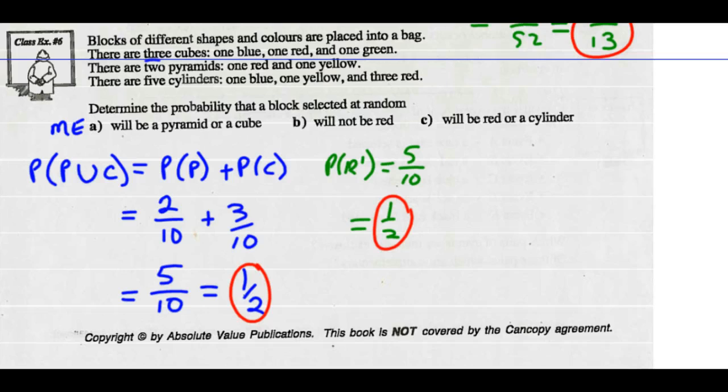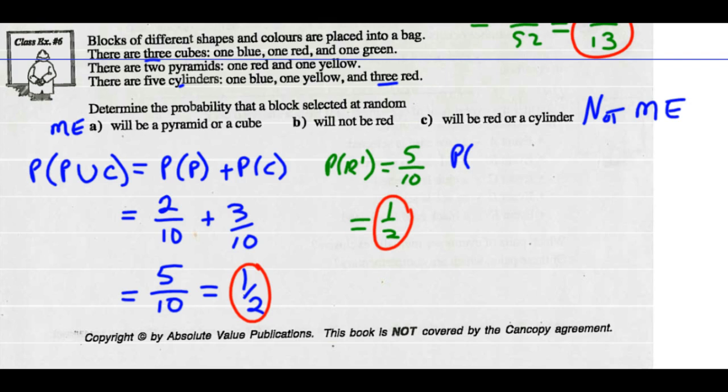And finally C, what's the probability that the block selected at random will be red or a cylinder? Are these mutually exclusive? Are there any red cylinders? Yeah, there are 3 red cylinders. So this is not mutually exclusive. So we must use the correct formula.